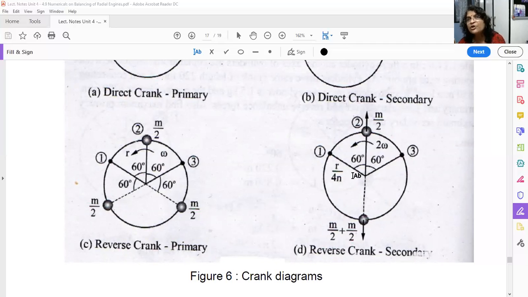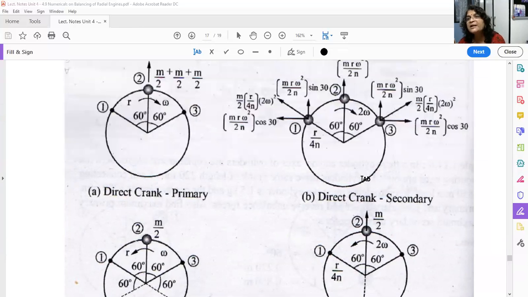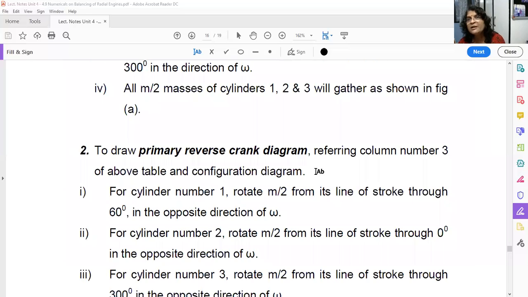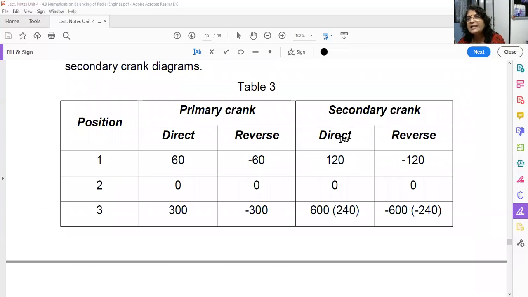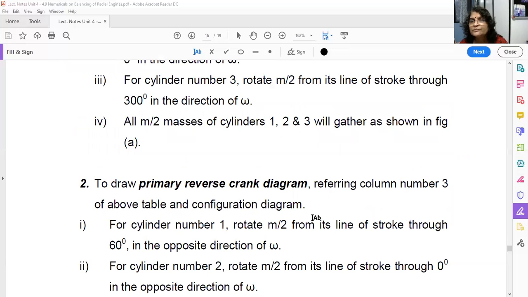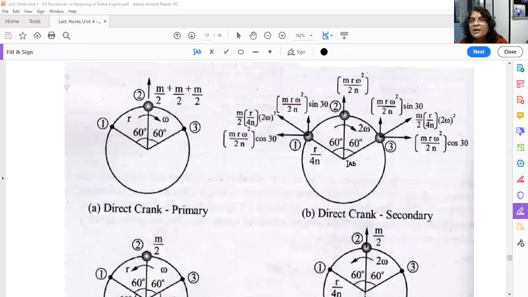Now let us draw this direct secondary crank diagram. You will refer to column number 4, that is direct secondary crank diagram. So you have to rotate cylinder number 1, 2, 3 by what angle? 120, 0, 240 in the direction of omega. So go to this diagram. These are your cylinder number 1, 2, 3 line of stroke. You have to rotate in this clockwise direction cylinder number 1 by 120° angle, so it will come here. Cylinder number 2 line of stroke by 0° angle, it will remain here.